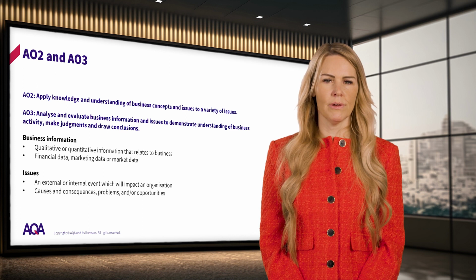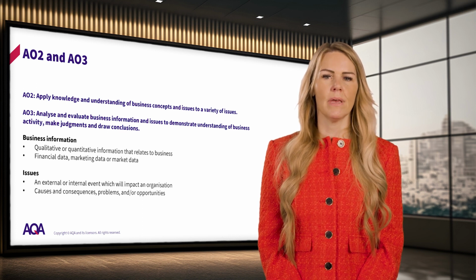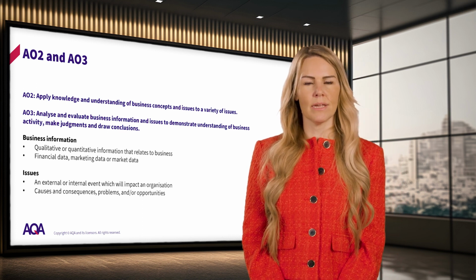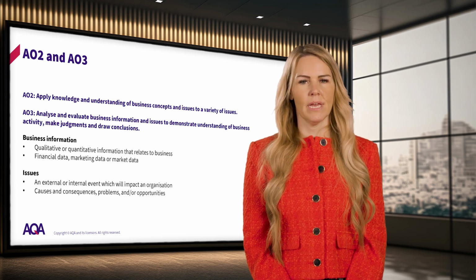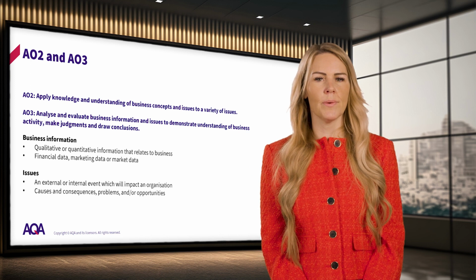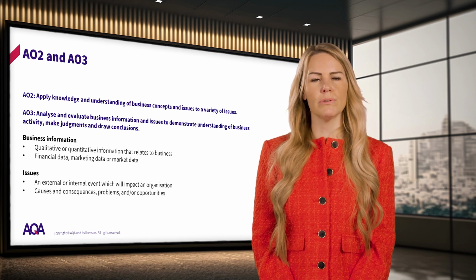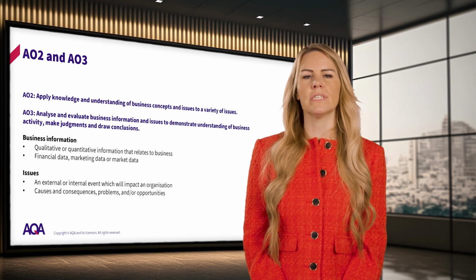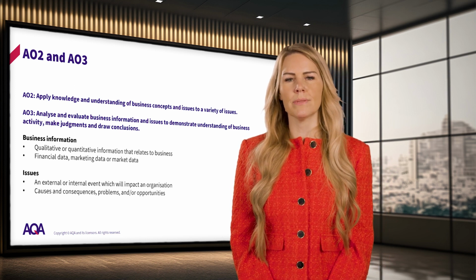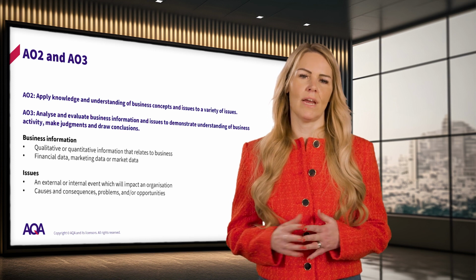Like AO1, AO3 also has two elements. AO3A requires students to analyse business information and issues in order to demonstrate understanding. AO3B asks students to evaluate, make judgments and draw conclusions. Business information is defined as qualitative or quantitative information that relates to a business either directly or indirectly.